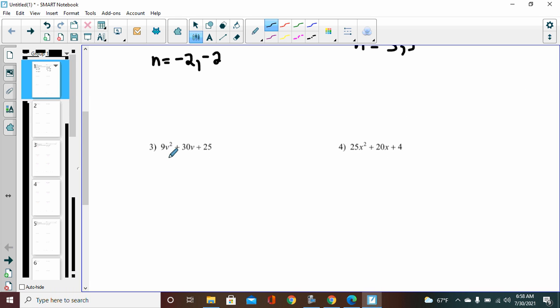Next, I'm going to take the square root of the first term, square root of the second term. Now, we'll do this in parts. Square root of 9 is 3. Square root of v squared is v. Right here, I have 5. And what is my middle term? In the middle right here, the operation is going to be positive because it's positive right here. I'm going to square that.